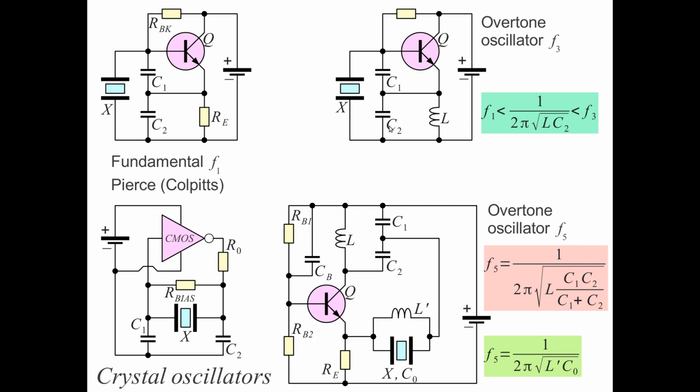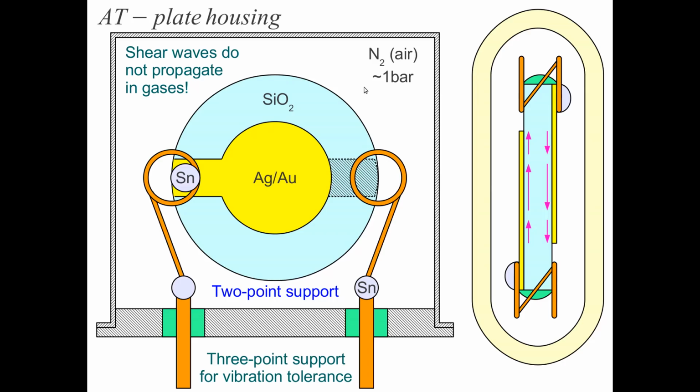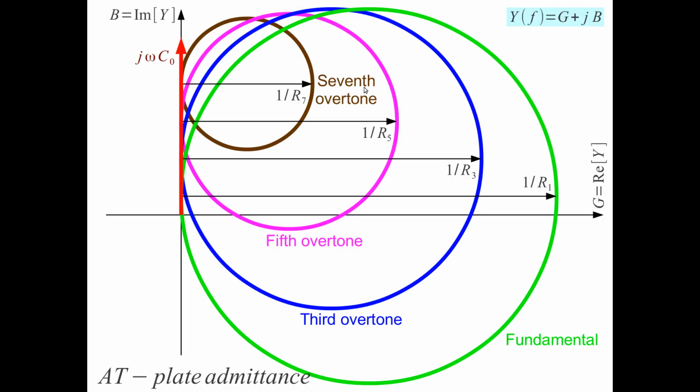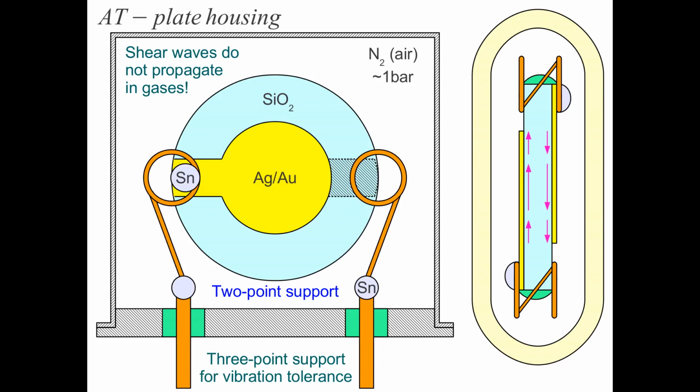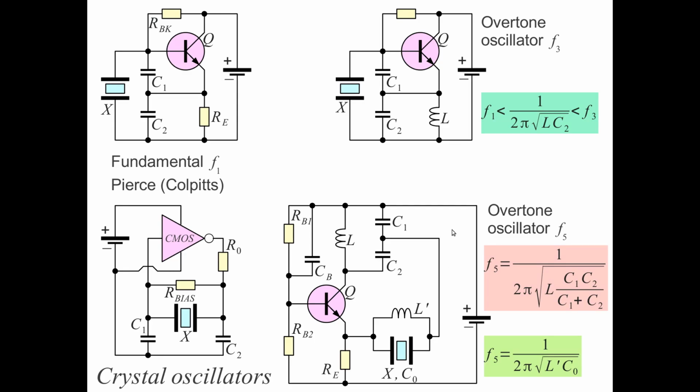If we went above the third overtone, the crystal may oscillate then at the fifth overtone. But at the fifth overtone we already have a problem, because the admittance circle of the fifth overtone already goes very close to the real axis, so we may not get oscillation at the fifth overtone at all. That's the reason why for the fifth overtone we usually use more complex oscillator circuits.